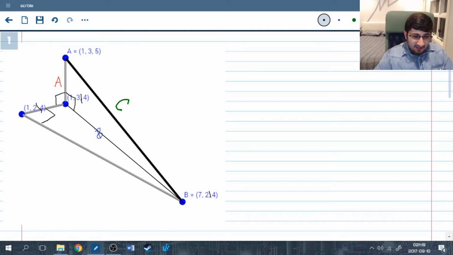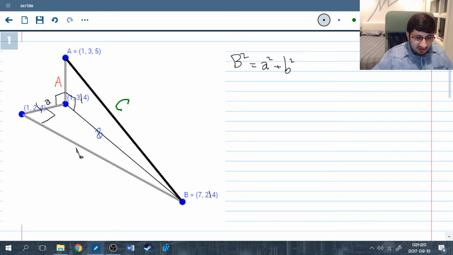So then we have a triangle with coordinates 1, 3, 1, 2, and 7, 2 for its points. So we're going to have a lowercase a, lowercase b, and uppercase B as our triangle. And to adjust the Pythagorean theorem for that, uppercase B squared is equal to lowercase a squared plus lowercase b squared.